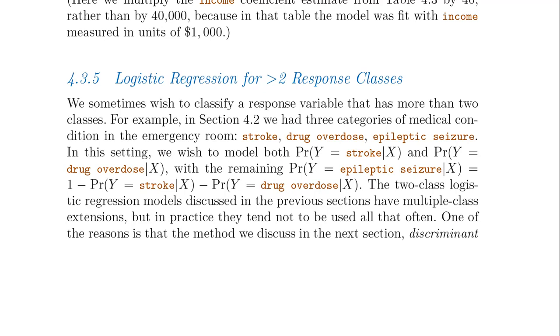In this setting, we wish to model both probability Y equals stroke given X and probability Y equals drug overdose given X. X would be the symptoms, right? I think we had discussed that at the very beginning of this chapter. With the remaining probability Y equals seizure given X. Right, so you can ignore one of them because if you know 2 out of 3, the third probability is simply 1 minus the 2 other probabilities.